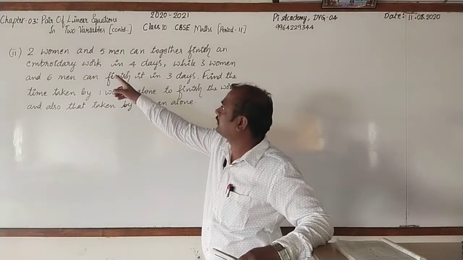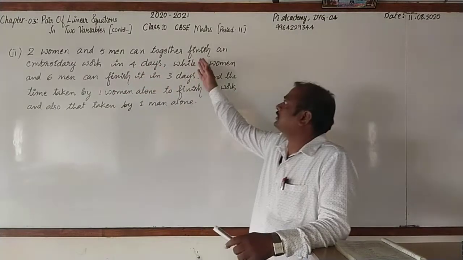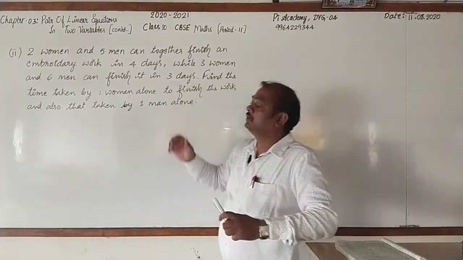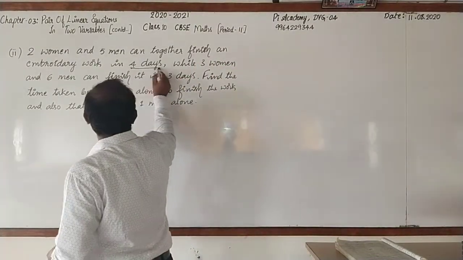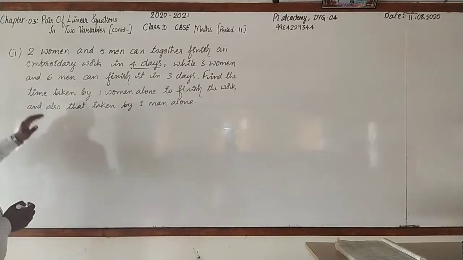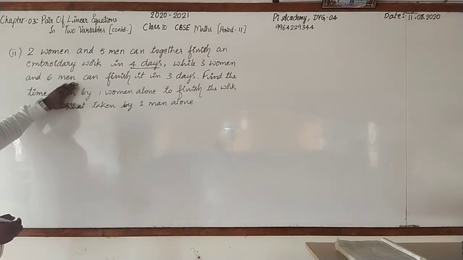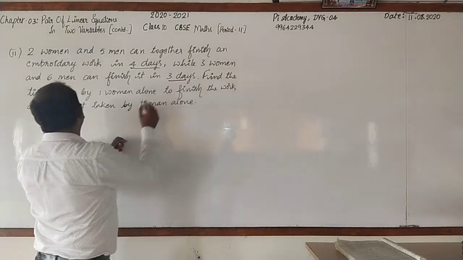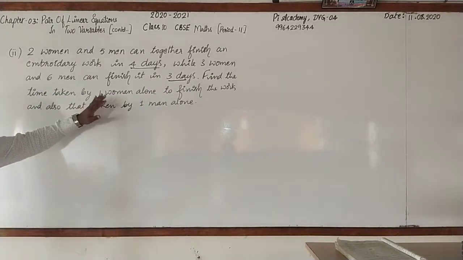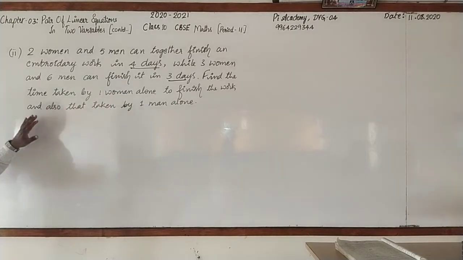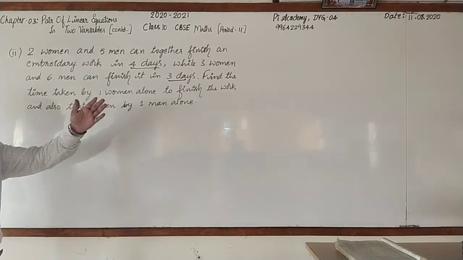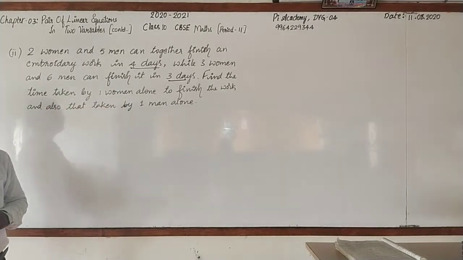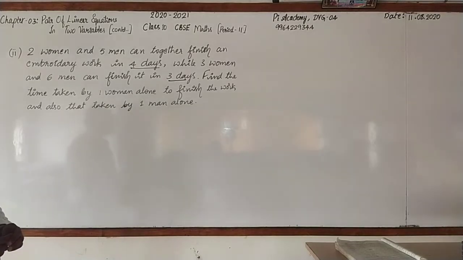2 women and 5 men can together finish an embroidery work in 4 days, while 3 women and 6 men can finish it in 3 days. Find the time taken by 1 woman alone to finish the work, also the time taken by 1 man alone. Shall we go for solving it?